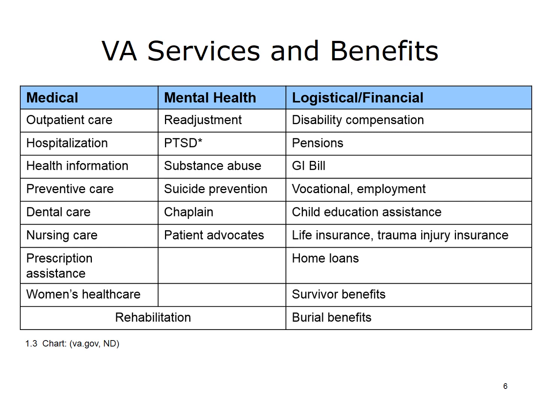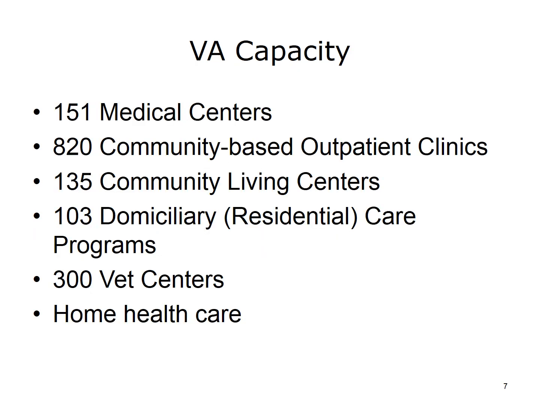Logistical and financial benefits, as indicated in the third column, include disability compensation, pensions, and the GI Bill, which provides financial aid for college education. Also available are vocational rehabilitation, assistance with employment, educational assistance for veterans' children, life insurance, traumatic injury insurance, home loans, and benefits for survivors of deceased veterans. In addition, assistance is provided for burials. The numbers on this slide speak to the size and importance of the VA system.